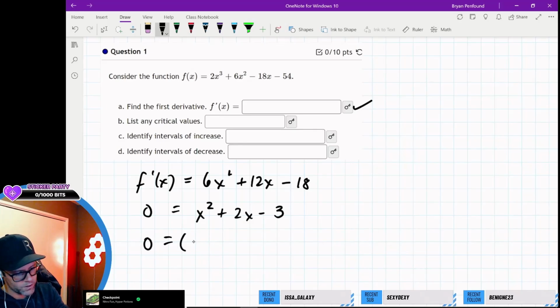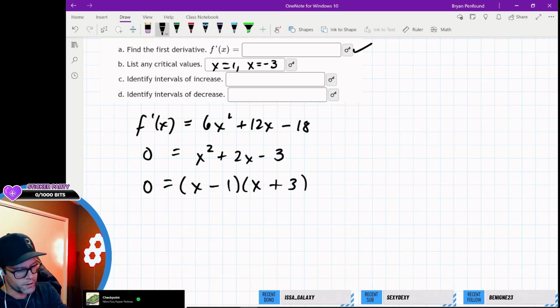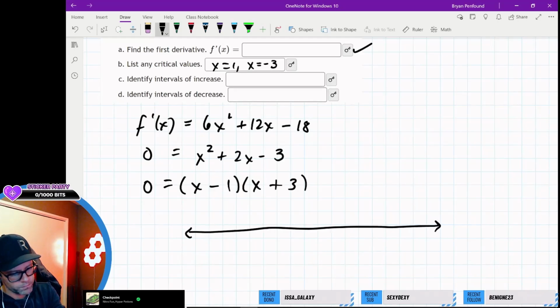And does this factor? 3 and 1, both of those need to be... No, one needs to be positive and one needs to be negative. So we have x equals 1 and x equals negative 3 as critical values. Let's go ahead and put them onto our number line, and we're going to find our intervals of increase and decrease.